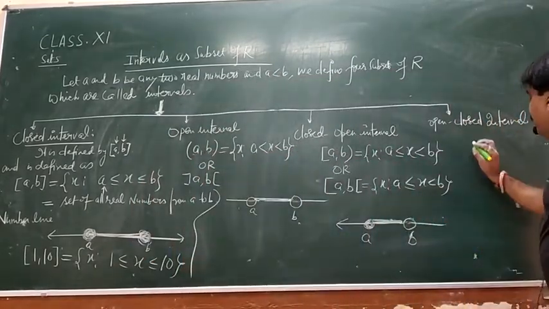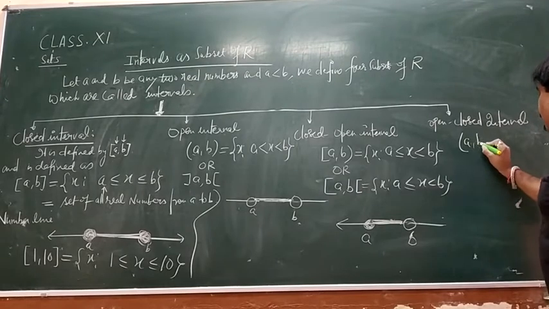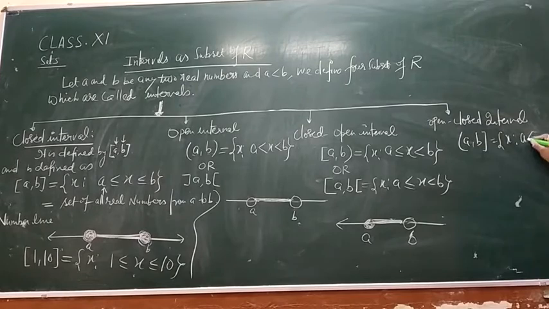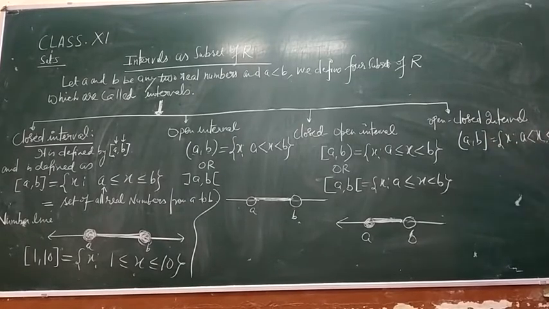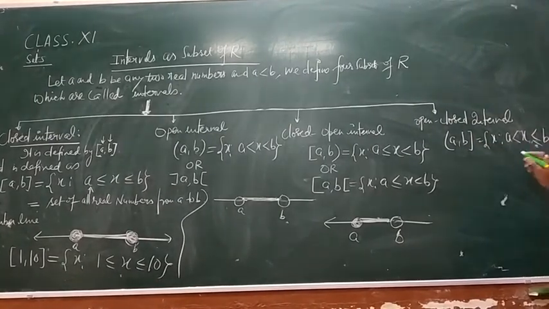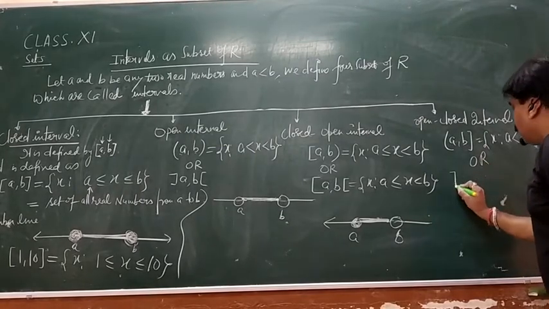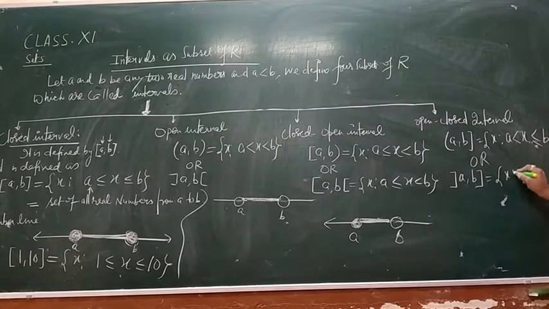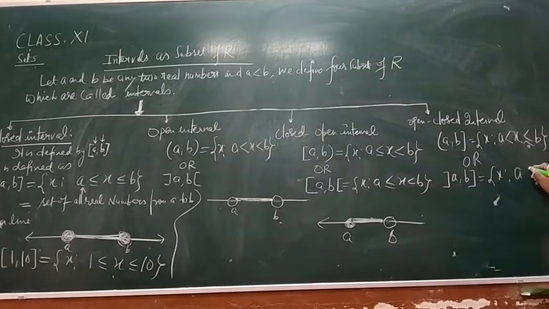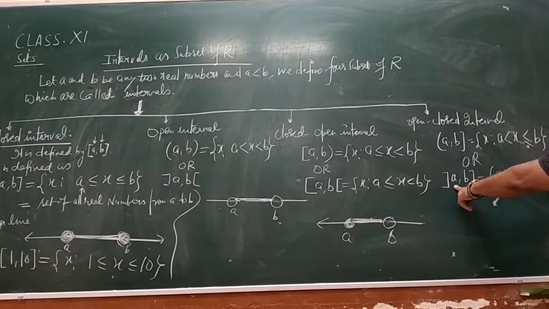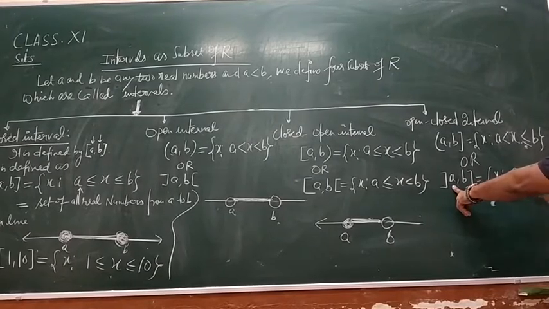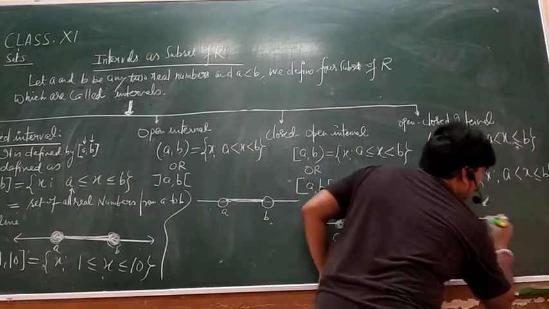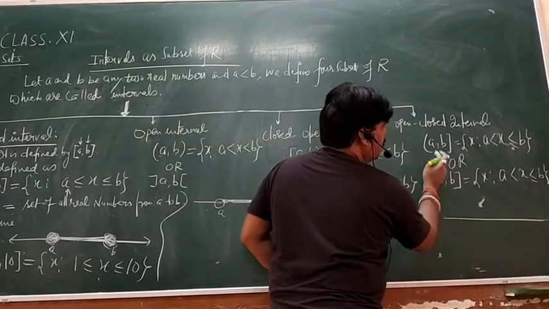Open-closed: (a, b], or written ]a, b]. It means x such that a is not included, so a is less than x, but b is included, so x is less than or equal to b. It means x is greater than a but less than or equal to b. If you represent it on a number line, here a is not included.